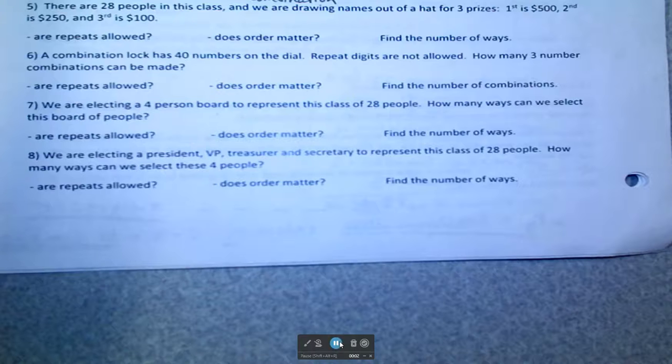Welcome back to part 2 of permutations and combinations. Some more examples for you.